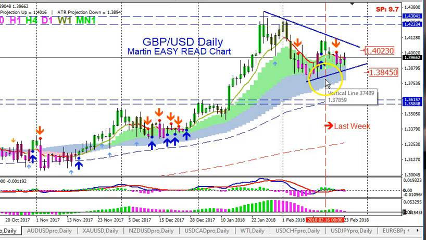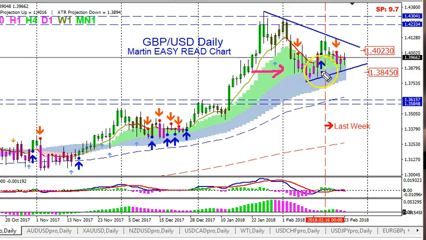What is this, guys? Well, it's a triangle, right? So we are consolidating within a triangle. So this is a triangle consolidation. We're looking for either a breakout to the upside or a break to the downside, right? It's that easy.